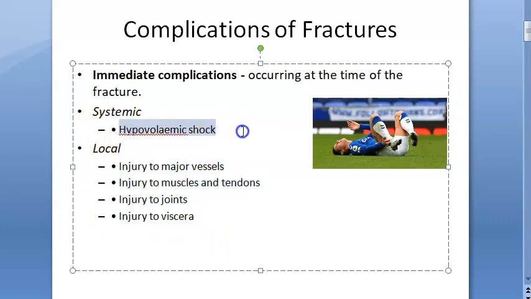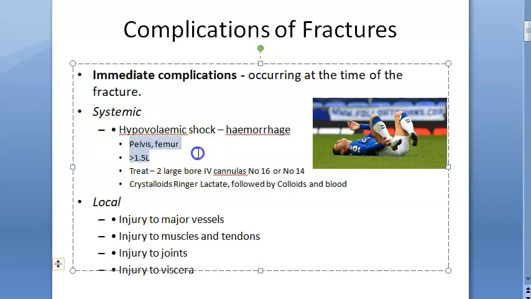So what can happen? Systemic, there can be a hypovolemic shock. Shock can happen because of bleeding, isn't it? Hypovolemic. Basically what will happen here? External hemorrhage or internal hemorrhage. Some hemorrhage will cause this, isn't it? So that is the systemic problem. This usually occurs when there is pelvis fracture or femur fracture, guys. There can be loss of blood greater than 1.5 liters, etc.